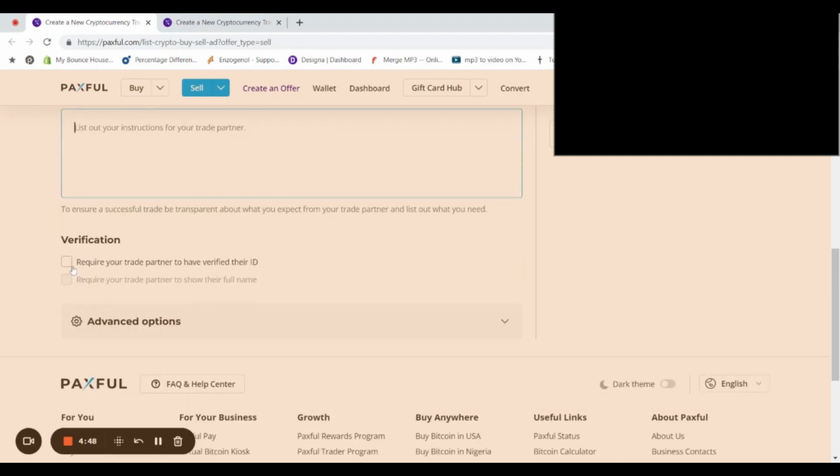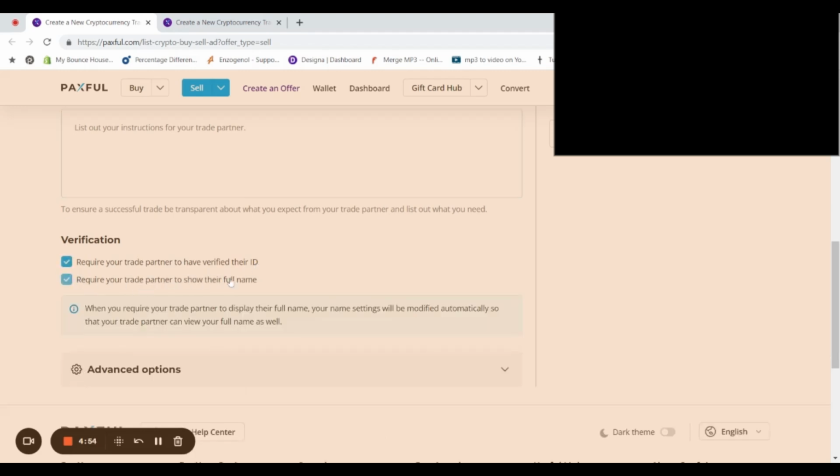So also you can require that your partner has to have their ID verified on the platform. Also, you can require them to show their full name.